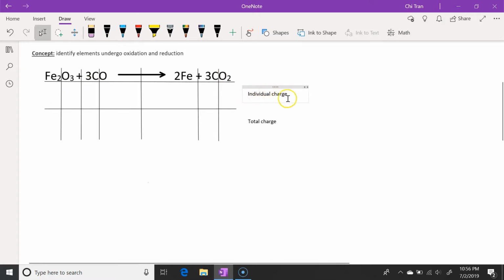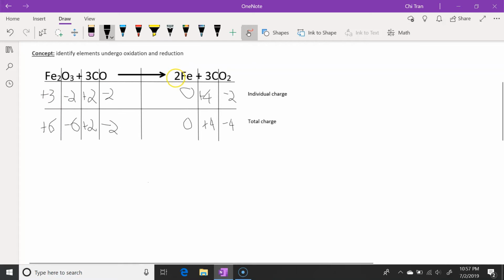To determine which element is undergoing oxidation or reduction, we need to determine the oxidation state by drawing out a table like this. We go about filling out this table with the individual charge and the total charge. So for example, oxygen has an individual charge of -2, but there are 3 of them, so the total charge would be -6. And the whole compound has a total charge of 0, so we know that iron must have a total charge of +6 to cancel out the negative charge of oxygen. And because there are 2 iron, the individual charge would be +3.